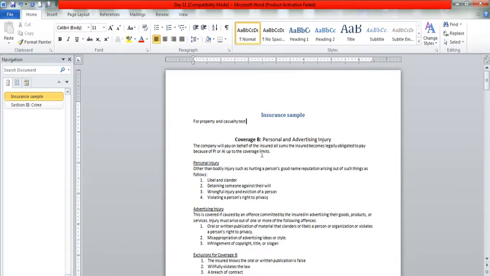So coverage B is personal and advertising injury. The company will pay on behalf of the insured, which is the person that buys insurance from the company. So the insured is a person, like, let's say for example, we have a car, correct? We pay for the coverage for the car, either liability or full coverage. Basic understanding of terms: well, we are the insured because we own the car. Anything that we own, we're the insured.